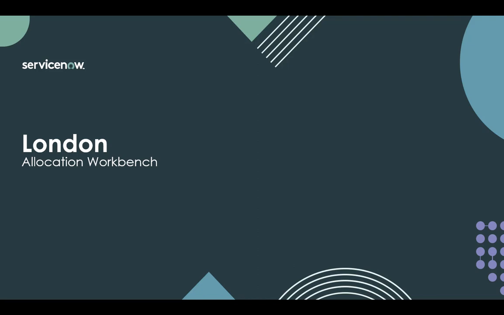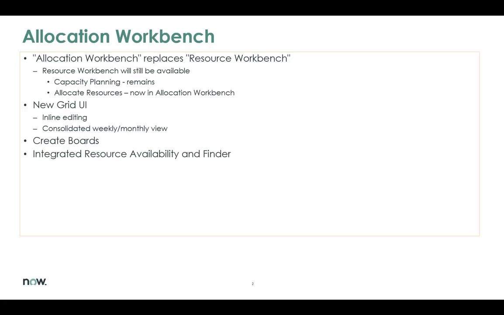New with London is the Allocation Workbench. The Allocation Workbench uses the new grid UI technology to logically group information and allows inline editing on the hours. Boards can be created for the convenience of the user, and the Allocation Workbench integrates the resource report and availability in one single interface. The Allocation Workbench is the central place to view and manage resources.